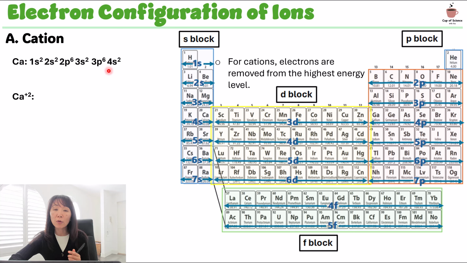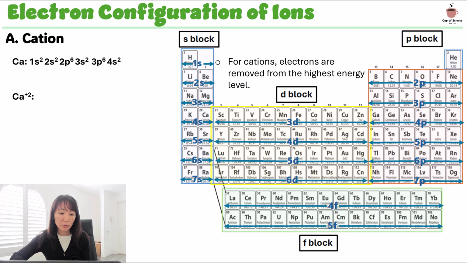That number 4 in front of the s, or the 3 in front of this p, those numbers represent the energy level. So the highest one here is the 4s, and the electrons are going to come out from this superscript here. There are 2 electrons there, so those 2 are going to be taken out from the calcium. That will give me the electron configuration of calcium 2+.